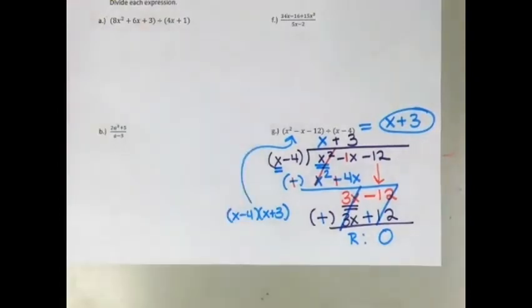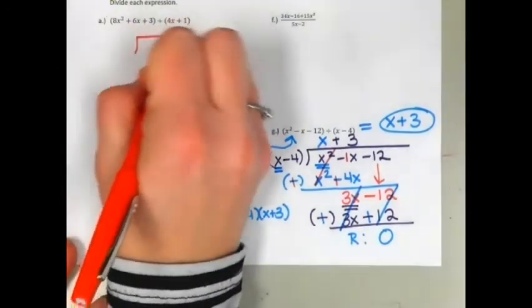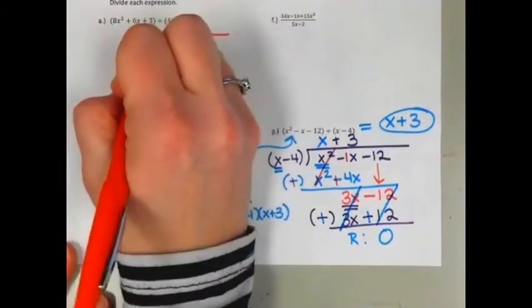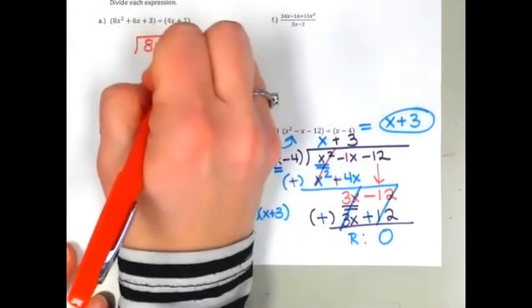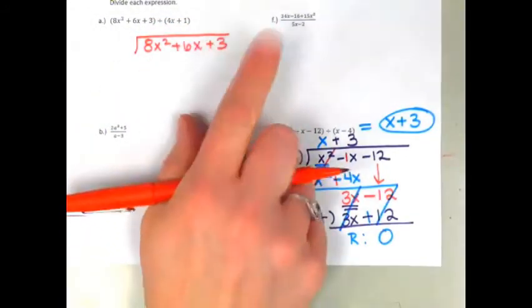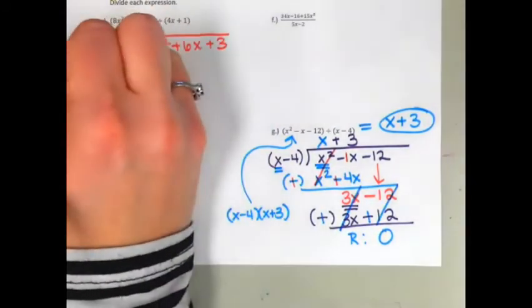Okay, let's go back to A here. What's my dividend? What's going underneath my division symbol? 8x squared plus 6x plus 3. And that is in standard form, so x squared, x, and a constant. And what am I divided by? 4x plus 1.